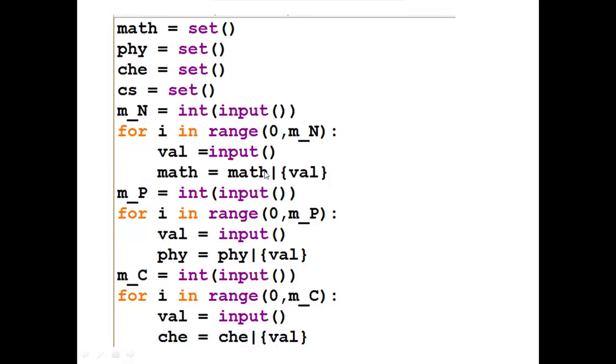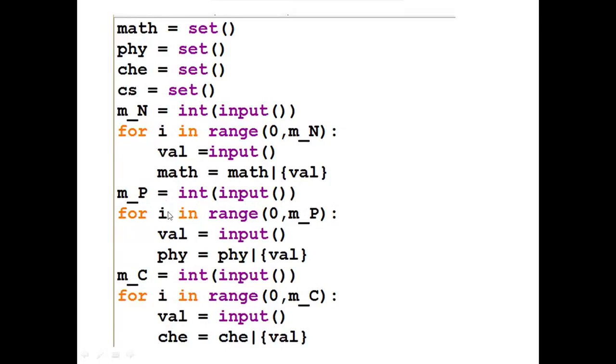And then I am using OR. I can use the add method also, that is one way. Here I am just using OR. When I say OR, it means union. Union expects 2 sets. math is a set, but this val is a single value. So I make it a set by putting it within a pair of curly braces. Now I can do it like this, or you can also use the add method. No harm in it. Now m_p represents the number of failures in physics.